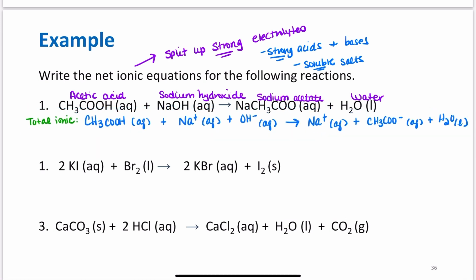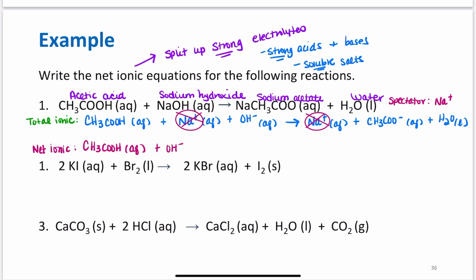Now let's think about what species are doubling up, which are spectators in the solution. I've got acetic acid only on one side of my reaction, so acetic acid must be in my net ionic equation. I see a sodium ion on the reactant side, but I have a sodium ion on the product side as well, so sodium must be a spectator. The sodium ion specifically, not sodium metal, is a spectator.